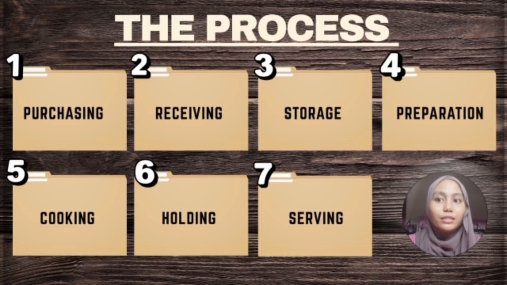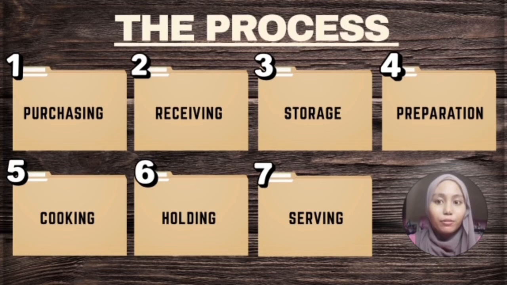The next process is preparation, where ingredients are cleaned, washed, peeled, cut, marinated, and measured before cooking. For example, washing vegetable and marinating chicken. Once the ingredients are prepared, they are cooked using suitable methods such as boiling, frying, grilling, baking, or steaming. For example, frying chicken or steaming rice.